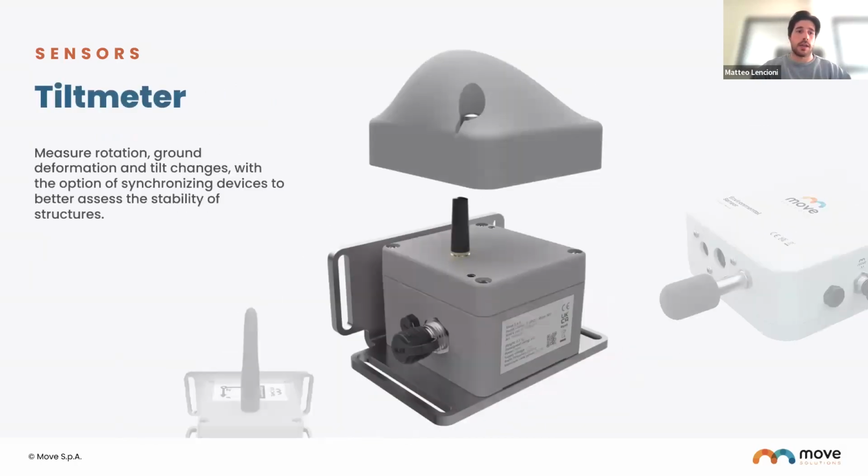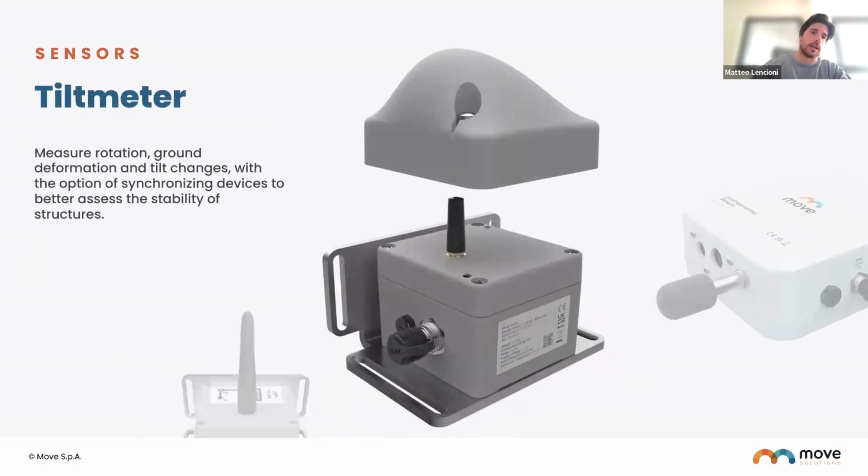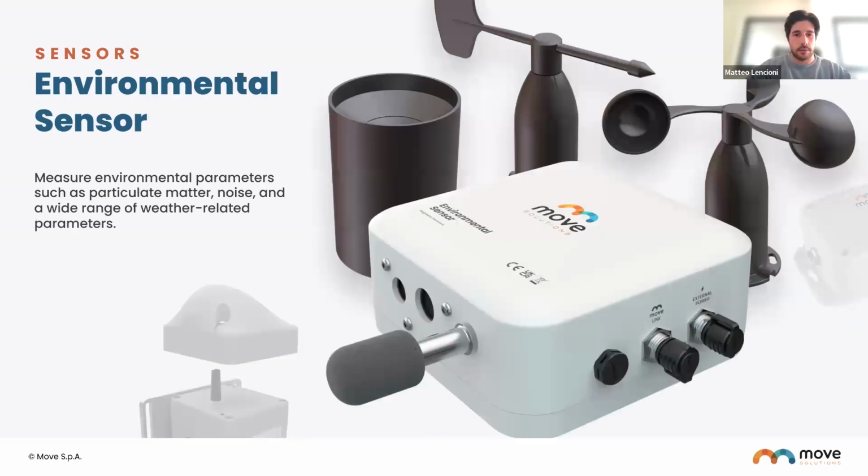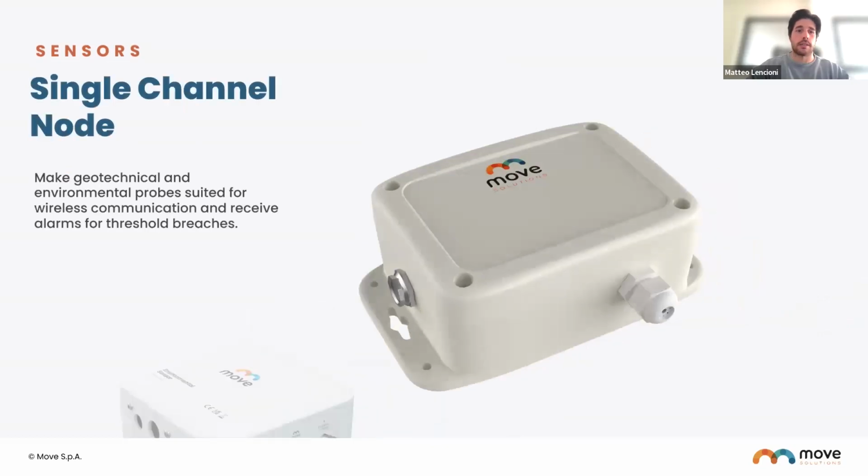We have a tiltmeter. At this point, I'm talking about static monitoring. We have a tiltmeter for inclination detection. And then there you go, the environmental sensor, which is what I'm going to present today. And then last but not least, the single channel node to connect. It's basically a data logger to connect a wide variety of analog probes from 4 to 20 milliamperes down to the vibrating wires. This was just a quick overview of our sensor portfolio.